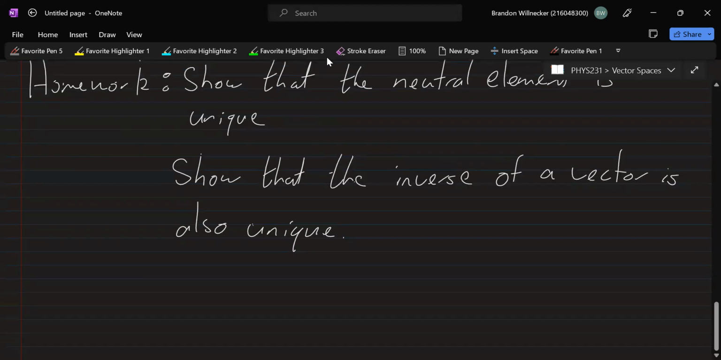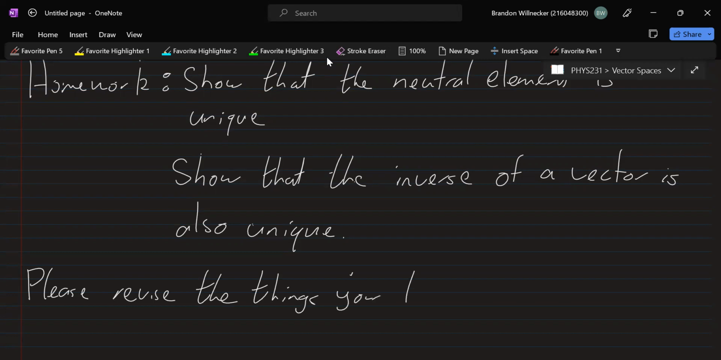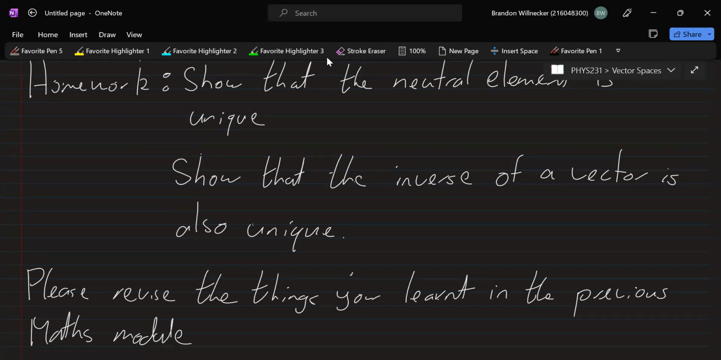Okay, and then just a note on this R3 vector space. So please revise the things you learned in the previous math module. Okay, so that's your Maths 140 that you did last semester. Okay, so all of that stuff that you learned with the R3 vector space and the cross product, inner product, and so on that we added onto that vector space, please go over that as well.